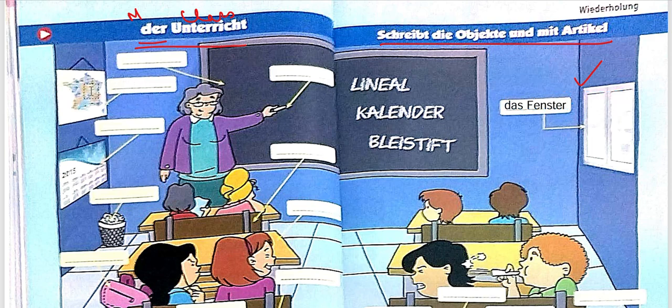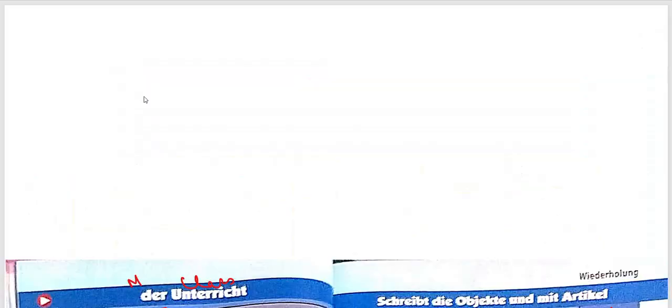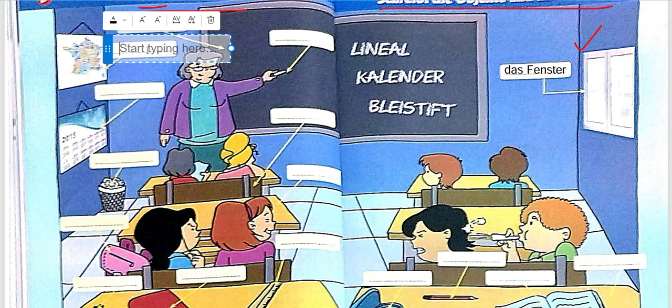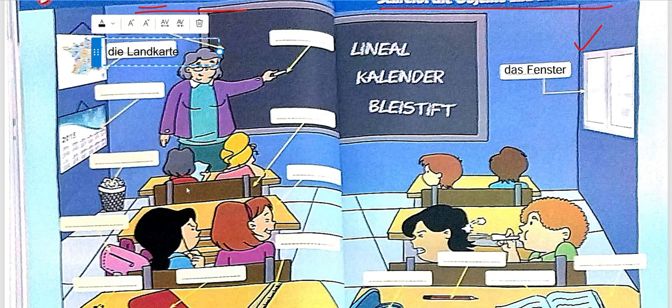Now, if I take a look at this object over here, I can see a map. So map is called Landkarte. Landkarte article is die. So here the answer will be die Landkarte. Then we see this arrow is pointing towards the blackboard. Blackboard is called Tafel. So this will be die Tafel.